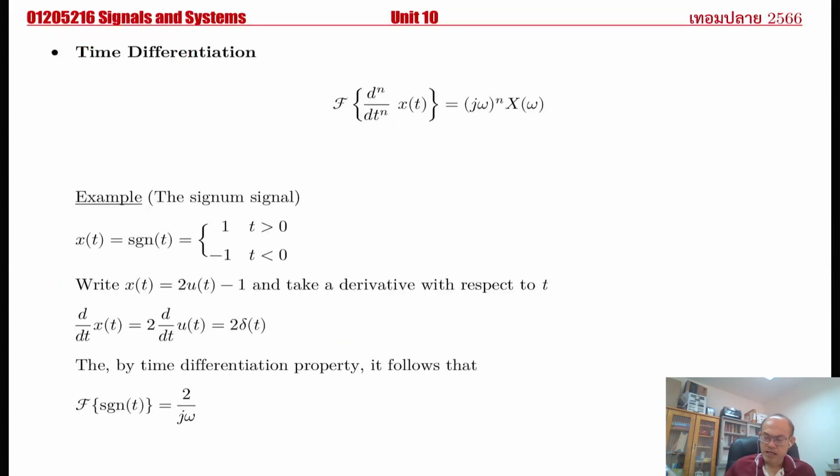Okay. The next property is the time differentiation. If we differentiate the signal x with respect to time, then essentially in the frequency domain we are multiplying the Fourier transform of x by j omega. So every time we differentiate the signal with respect to time, we are essentially multiplying the frequency domain signal by j omega. Okay, so this is called time differentiation.